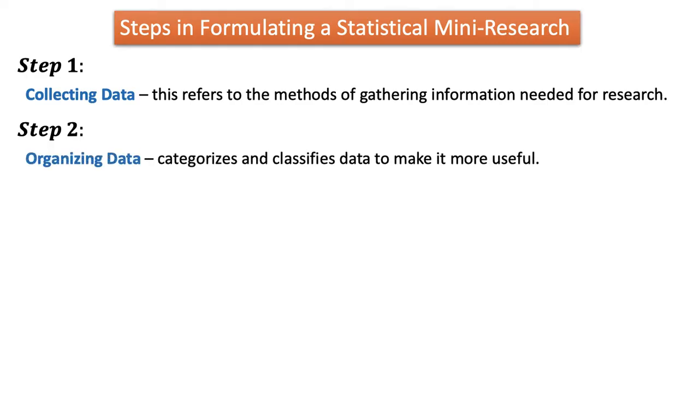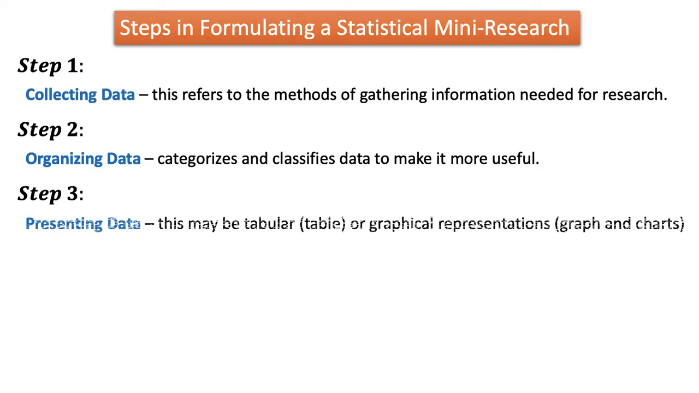Step 2. Organizing data. It categorizes and classifies data to make it more useful. Data must be in order for presentation and analysis purposes. Step 3. Presenting data. This may be tabular, using a table, or visual representation by using graphs and charts. Then, data is easily understood if presented using a table or by visual representation.